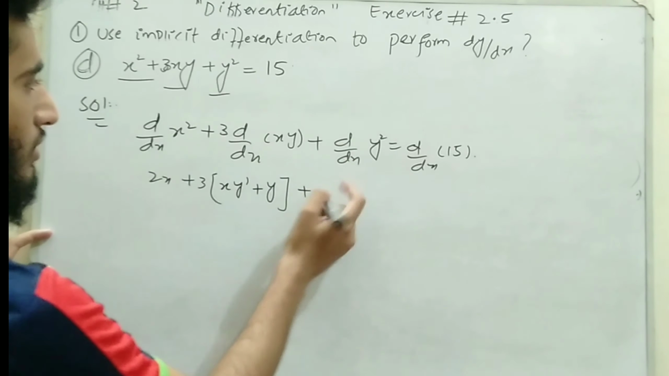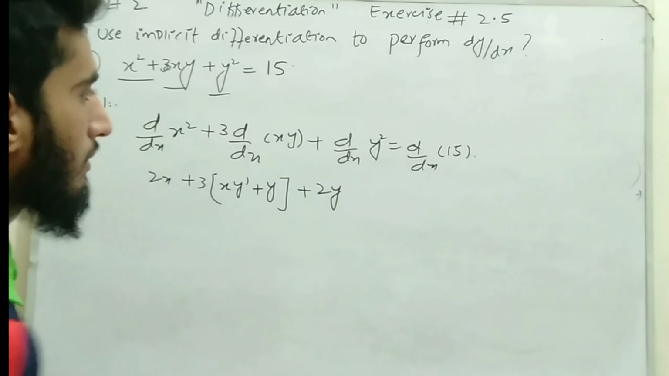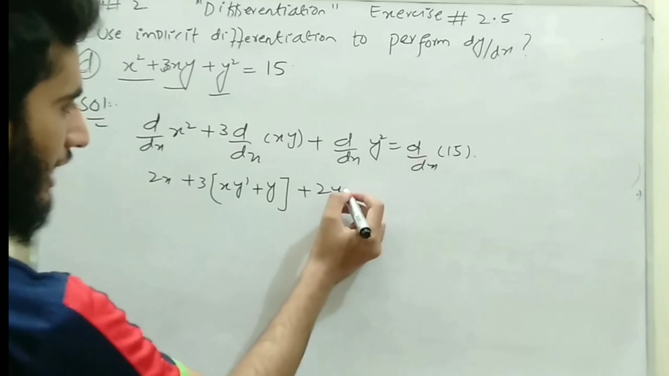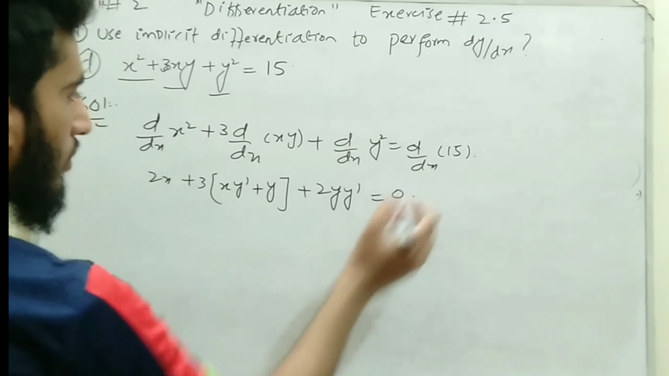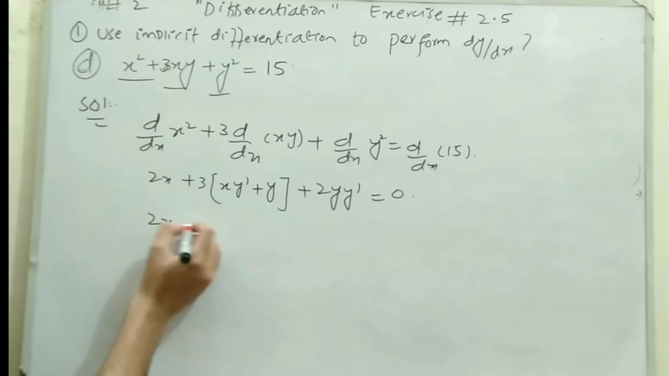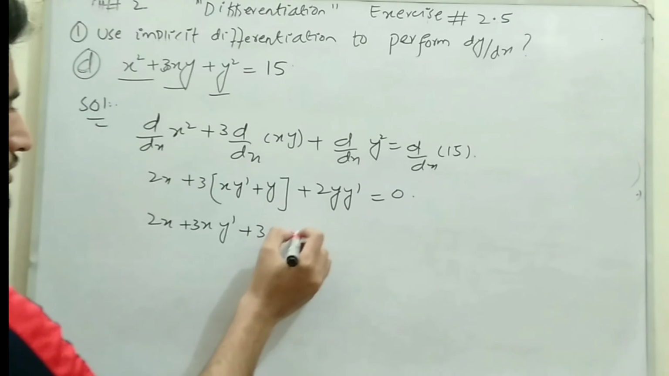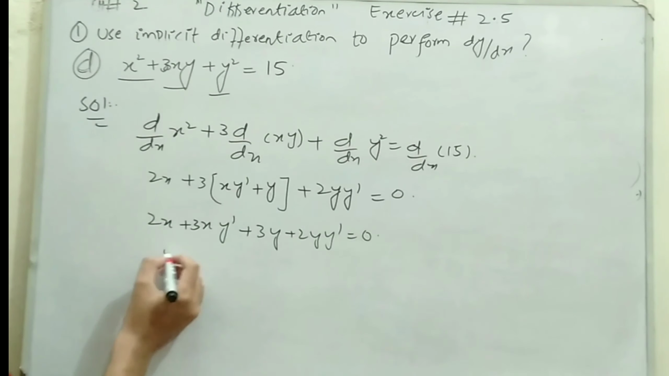After this, plus d by dx of y square, you know that it will give us 2y according to the generalized power rule, and also y is an inner function, so it becomes dy by dx, which can be written as y dash, will be equal to d by dx of constant 15, which is 0. Now after this it becomes 2x plus 3x y dash plus 3y plus 2y y dash is equal to 0. Now take out y dash common.